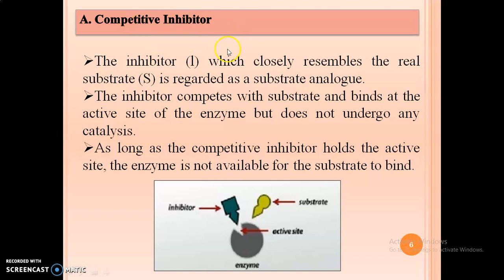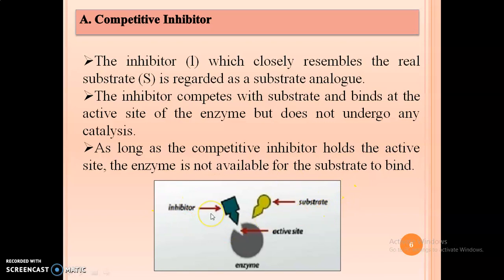Now, competitive inhibitors. Competitive inhibitors are the inhibitors which closely resemble the real substrate, and are regarded as substrate analogs. This inhibitor competes with your substrate and binds at the active site of the enzyme but does not undergo any catalysis. In competitive inhibition, you have a competition between the inhibitor and the substrate.